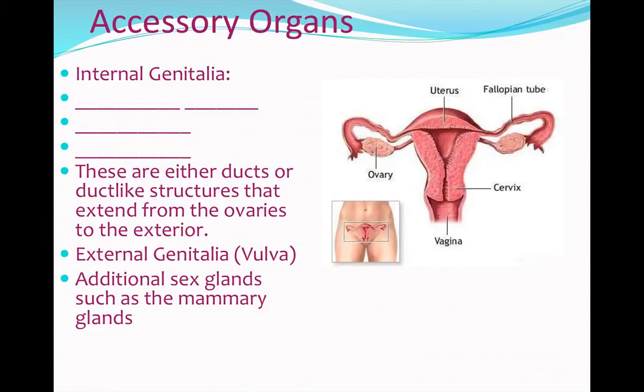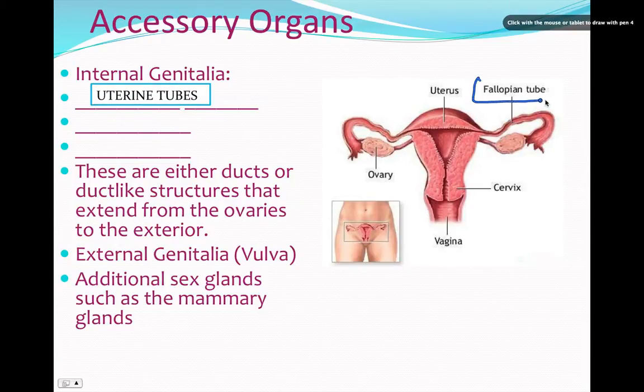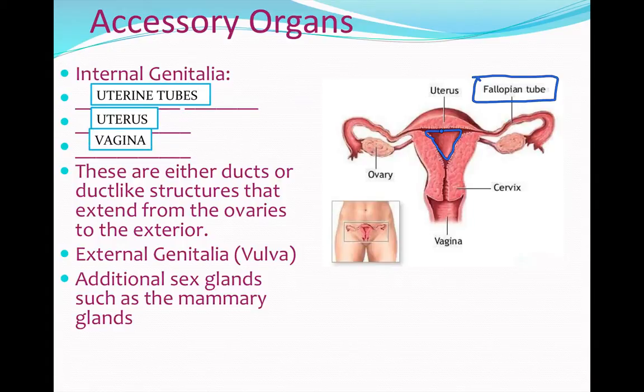So the three types of internal genitalia that fall under the category of accessory organs are the uterine tubes, which are also referred to as fallopian tubes. You'll sometimes even hear them as oviducts. The uterus. The uterus is here. It provides a place for implantation of a fertilized egg. The vagina is the entryway for sperm into the female reproductive system.